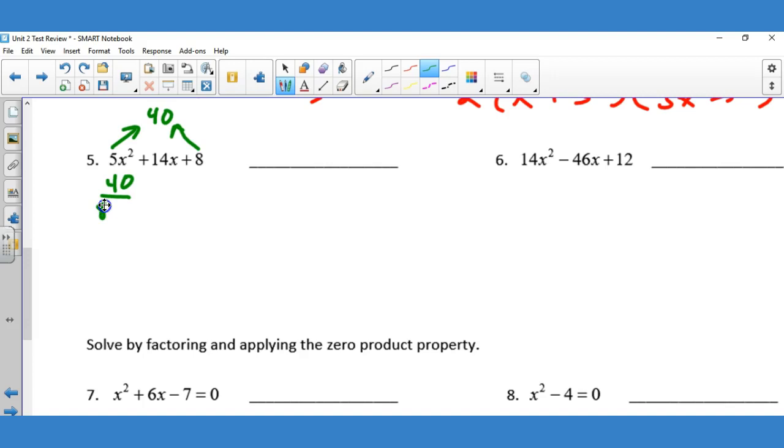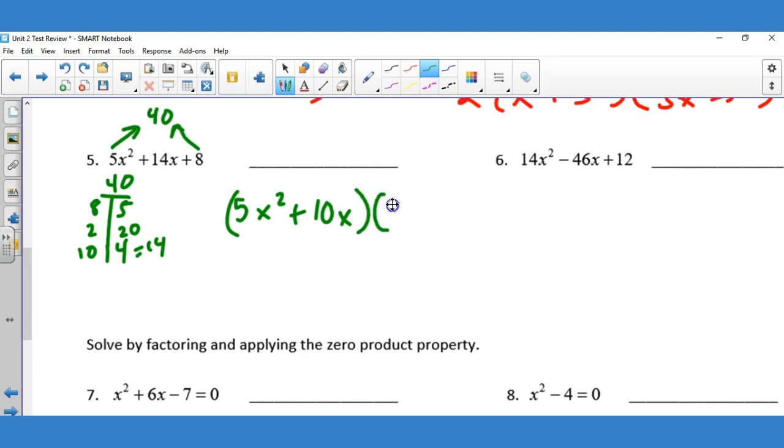We'll say 8 and, nope, not 8 and 5. So look, listen, there's 8 and 5. There's 2 and 20. There's 10 and 4. Alright, well 10 plus 4 is 14, guys, right there. So we're going to go with those two. So we say 5x squared plus 10x, and we have 5x squared. Remember, you have to write this one twice. Plus 4x, like that, okay?